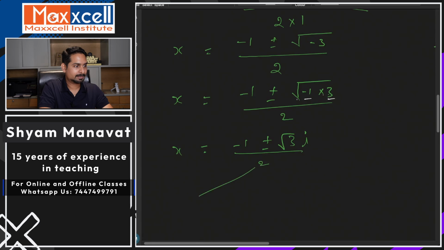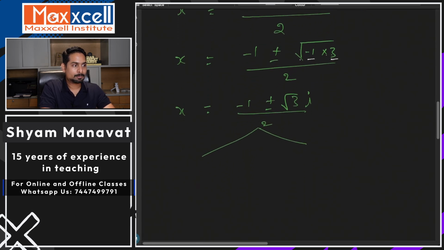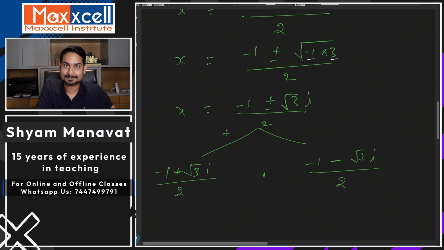Fine. Now if I divide into two parts by using different values, if I use the positive value, I get the value of x as (minus 1 plus root of 3i) divided by 2. And the other value is what? (Minus 1 minus root of 3i) divided by 2. So that's how we got two values of x.